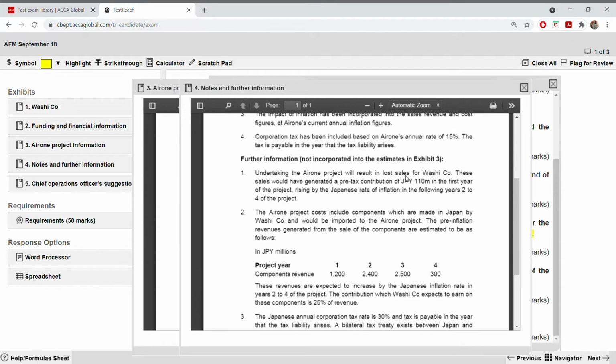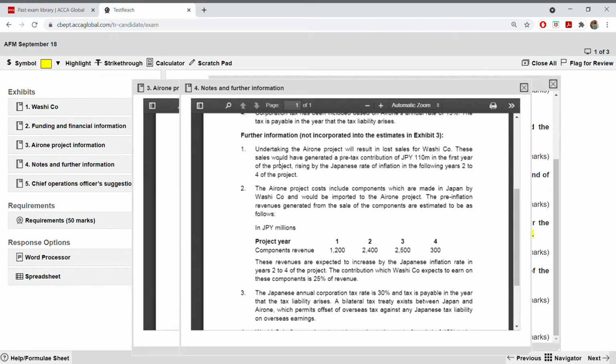Further information not incorporated, these are the things we need to incorporate. Okay, what is it? So there are 4 points. Undertaking the project will result in lost sales for the company, and whenever they say lost sales or redundancy cost, it needs to be taken into account. Okay, they are your opportunity cost, because if you are investing in something, you are losing somewhere else. So if you are undertaking the project, you will lose sales here. This sales which you are losing would have had a pre-tax contribution in the first year, rising.